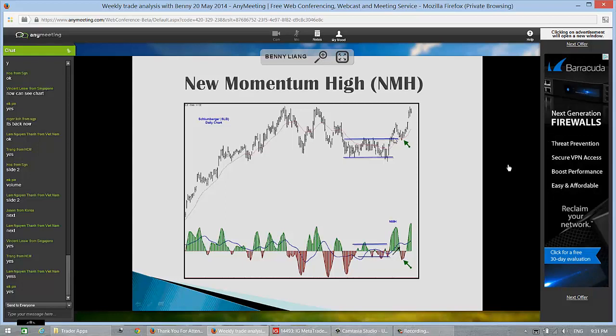So when you see this setup, you wait for price to retrace back into the demand, while the fast line pulls back to the zero line or below the zero line, while the slow line is above the zero line. That's where you put your buy limit here.